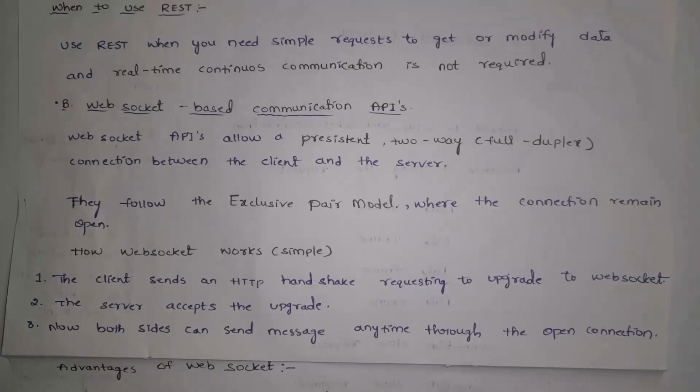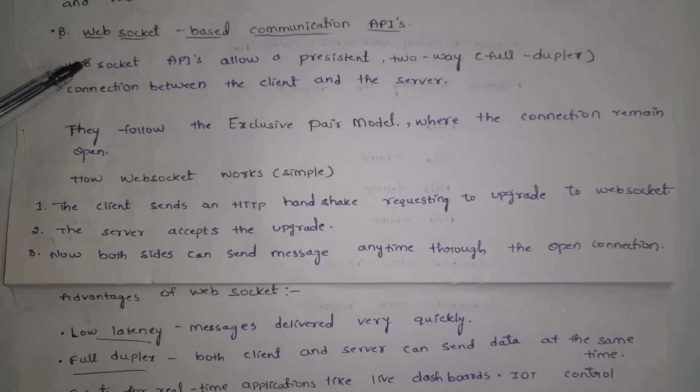Guys, we'll use a REST-based API whenever we want to send a simple request in order to get and modify data. And this REST-based API is not suitable for continuous communications. And the second communication API is the WebSocket-based communication API. Guys, this API is persistent. That is nothing but permanent.